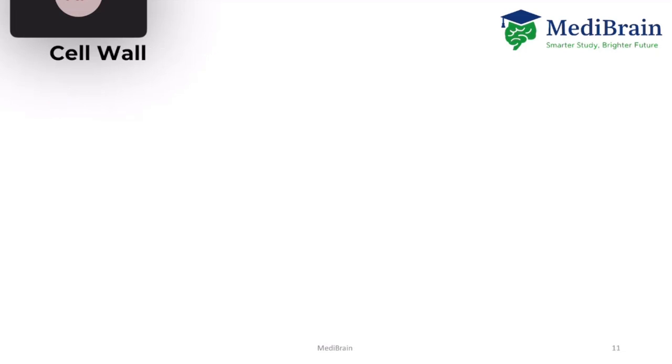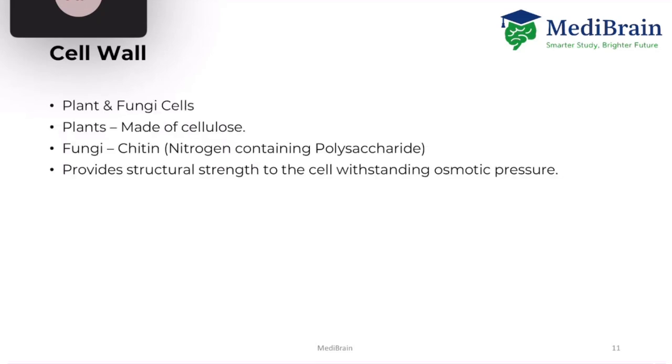Cell wall. None of this has changed. It's the exact same. This is literally everything you need to know. Cell wall is present in plant and fungi cells. In plants, it's made up of cellulose, which we've already looked at. In fungi, it's made of chitin. Again, from GCSE, you should know that. And its function is to provide structural strength to the cell withstanding osmotic pressure. Again, from GCSE, nothing has changed about the cell wall. Okay, we've already looked at the structure of the cell wall when we looked at biological molecules, so I'm not going to cover that in any more detail.